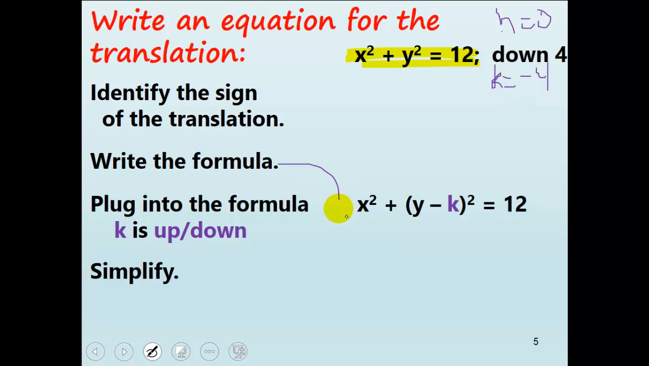So you're going to write the formula, and now we're going to plug in. I have x squared. When I plug in a 0, it doesn't change it. Plus y minus -4, that squared, is equal to 12.